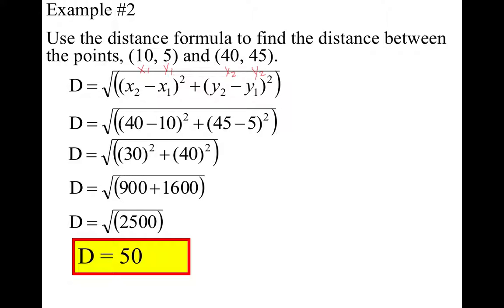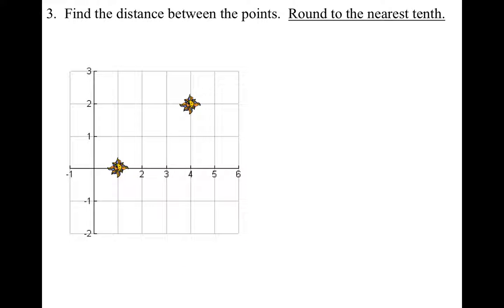So if you notice the first two problems, we were actually given the coordinates. We were given the x1, the first coordinate and the second coordinate. But what if we're not given the coordinates? What if we have to find them? In this case, I give you the problem. I say find the distance between the points, round to the nearest 10th.